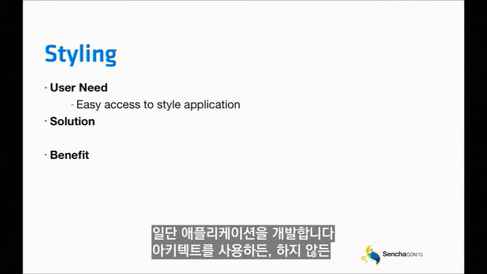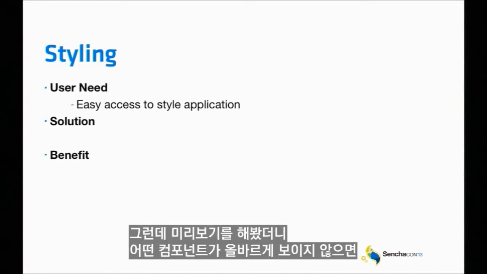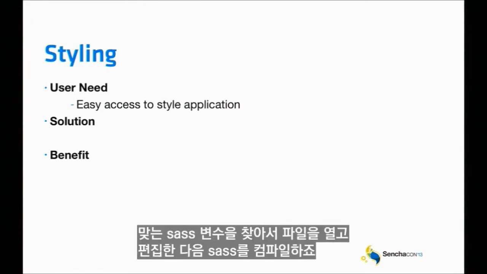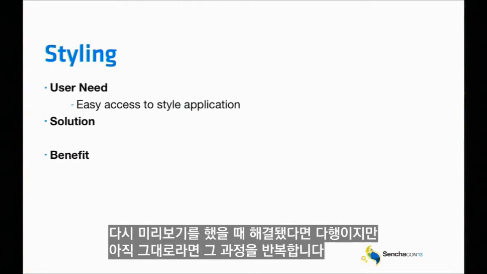So you develop your application, in Architect or not, and you preview it and you see that this component over there doesn't look right. So you inspect the element, dig down into the CSS, find it, try to match it to the right SASS variable, open the right file, edit that, compile your SASS, and then you preview it again and hopefully it worked, and if not, you do that loop again.